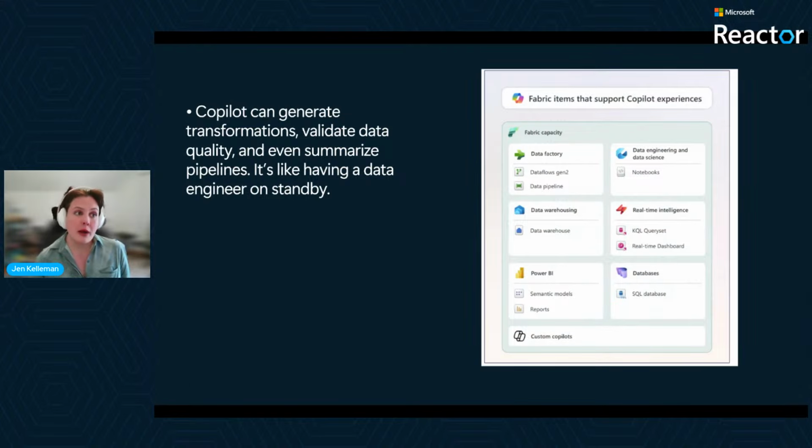Another great feature of Copilot is it can go about generating transformations, validate data quality, and even summarize pipelines. I like to think of it as having a data engineer on standby. For instance, Copilot can go about auto-generating a data cleaning step that can save 2 hours of manual work. So as a pro tip, something that I would recommend is use Copilot to prototype quickly. Think of it as your personal assistant.